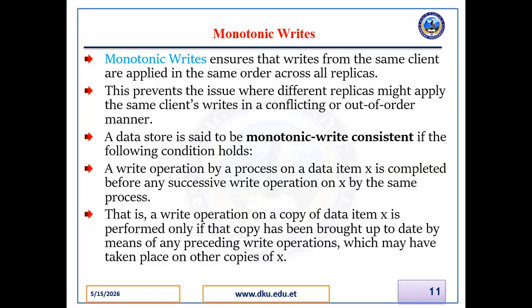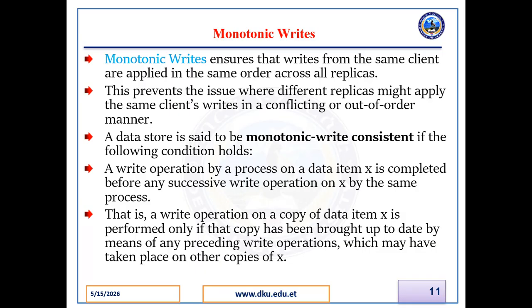A data store is said to be monotonic write consistent if the following conditions hold, or some of the criteria should be fulfilled. The first one is a write operation by a process on a data item X is completed before any successive write operation on X by the same process. That is not just talking about different processes; rather, the same process you have to take care of here.